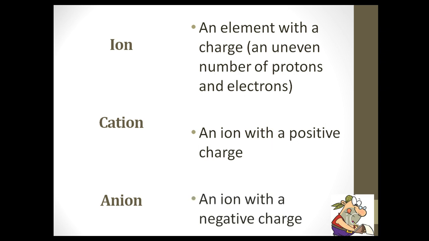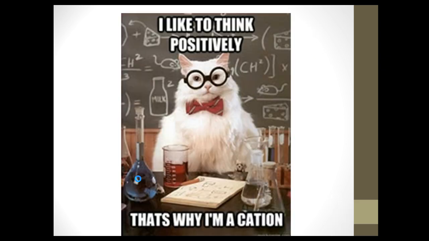The exact opposite is an anion. That's an ion with a negative charge. So these are your three big vocab words to focus on: ion, any element with a charge, and there are two subcategories, a positively charged cation and a negatively charged anion.